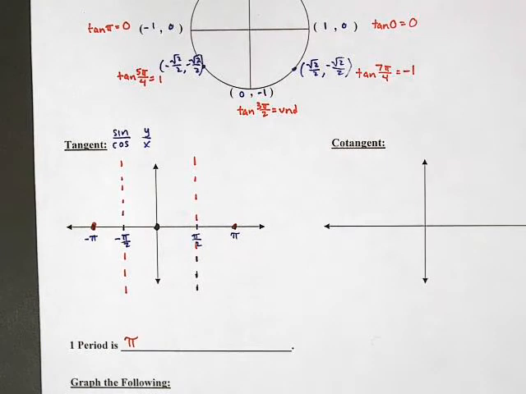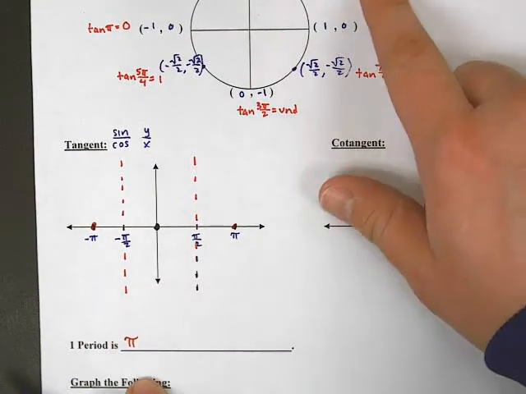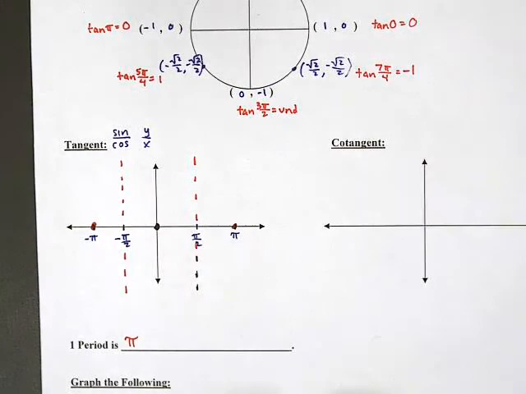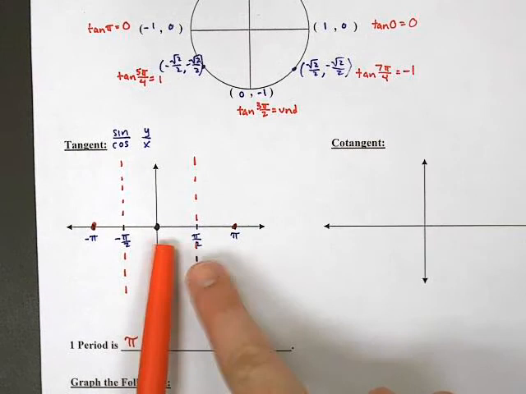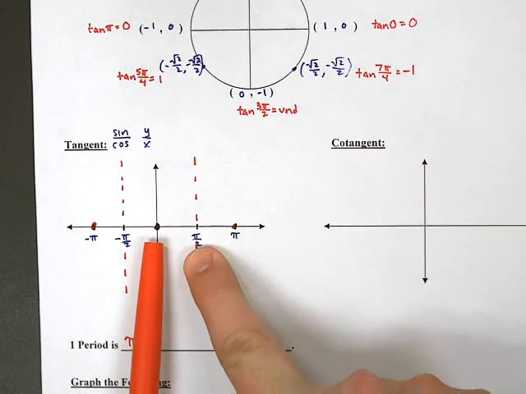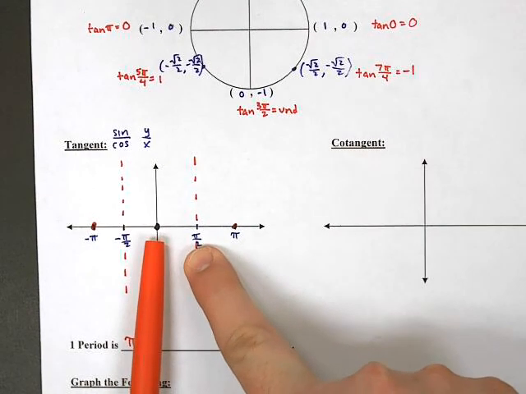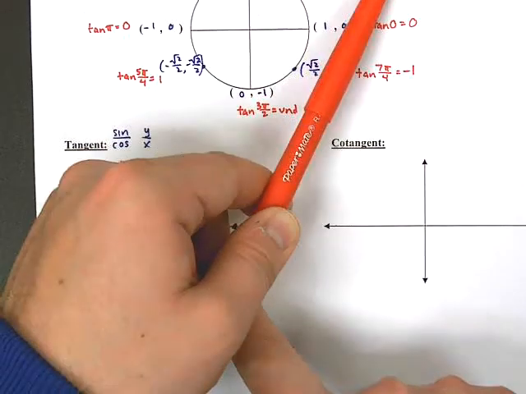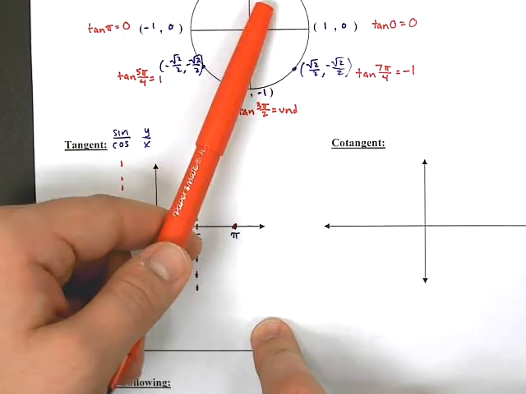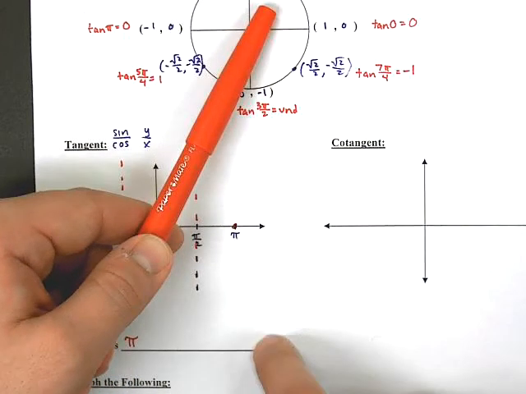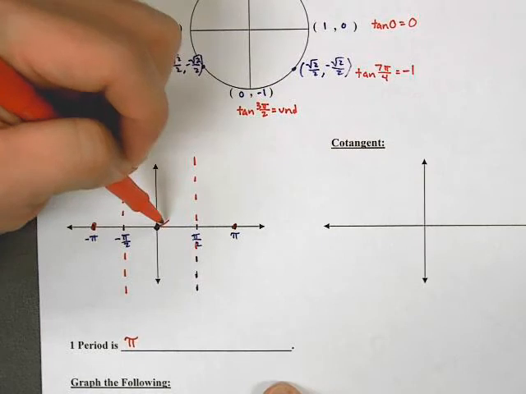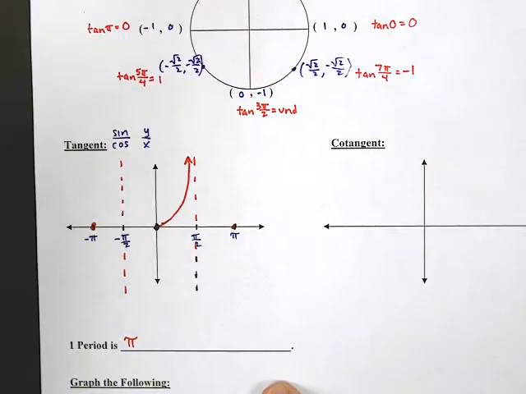At this point in time, I'm not worrying about my pi over 4s anymore. You could place them, but that's just going to make your graph super messy. What I want you to think about is between 0 and pi over 2, is the tangent positive or negative? It's positive. We can use this as a hint, or we can remember that we're plus plus in quadrant 1. So what this is going to look like is kind of an S.